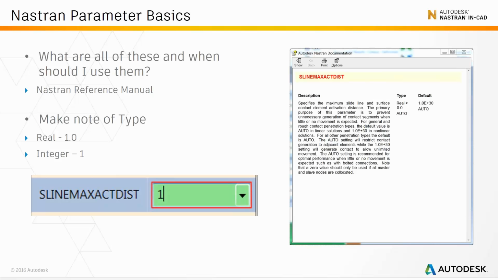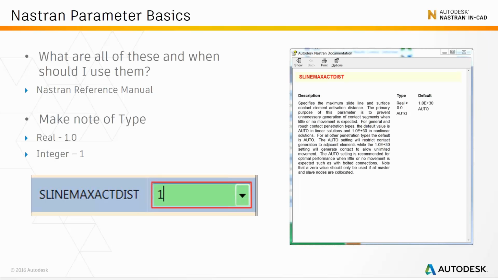Well, one of the best places to look is the Nastran reference manual. You'll find this, and I'll show you what this looks like a little bit later on. But you can find this by selecting the parameter that you're wanting to adjust as well. So you can see here that we've highlighted the S-line max act dist. If you click that word in the parameter box, it will actually bring up the description of what that parameter is, give you the type and the default value for each of those.